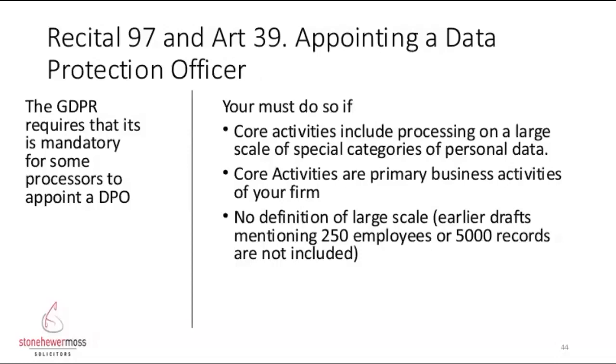Well, I'll take core activity as read because if you're a PI firm, it's going to form part of your core activity. Special personal data is medical records, so tick that box. Large scale is the one we need to look out for. There's no definition of large scale. Earlier drafts, the Working Party 29 documents talked about 250 employees, maybe 5,000 records, that sort of thing. There's a lot of difference in PI cases between having 5,000 records and having 250 employees, but you have to think how does it apply to us?